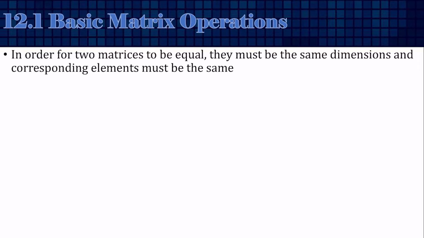In order for two matrices to be equal, they must have the same dimensions and corresponding elements must be the same. For example, these two matrices are equal because the 1s are in the same place, the 2s are in the same place, the 3s are in the same place, and the 4s are in the same place. They're exactly the same.